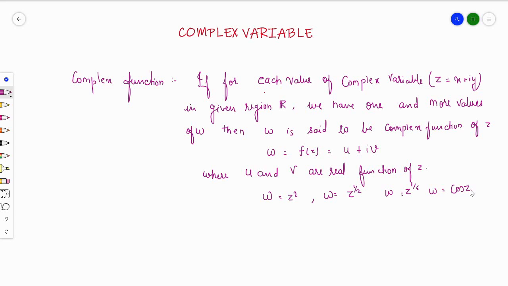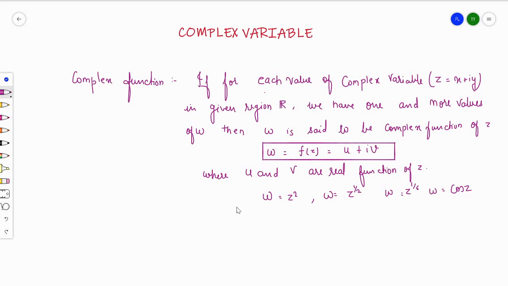Okay, so for each value of that complex variable z in a given region R, we have one or more values of w, then w is said to be a complex function of z, and we can write this w equal to f of z. F of z means function of z, and z we can write as x plus iy, where x and y are real numbers, right? For w we can write u plus iv, where u and v are real functions of z.